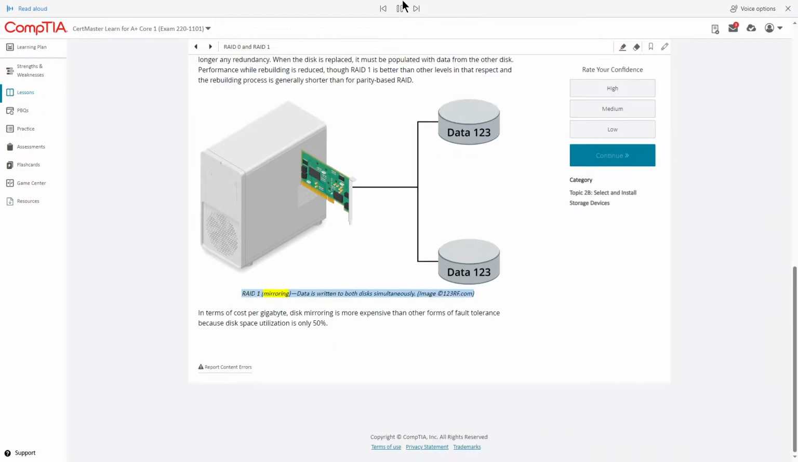RAID 1 mirroring. Data is written to both disks simultaneously. Image copyright 123rf.com. In terms of cost per gigabyte, disk mirroring is more expensive than other forms of fault tolerance because disk space utilization is only 50%.